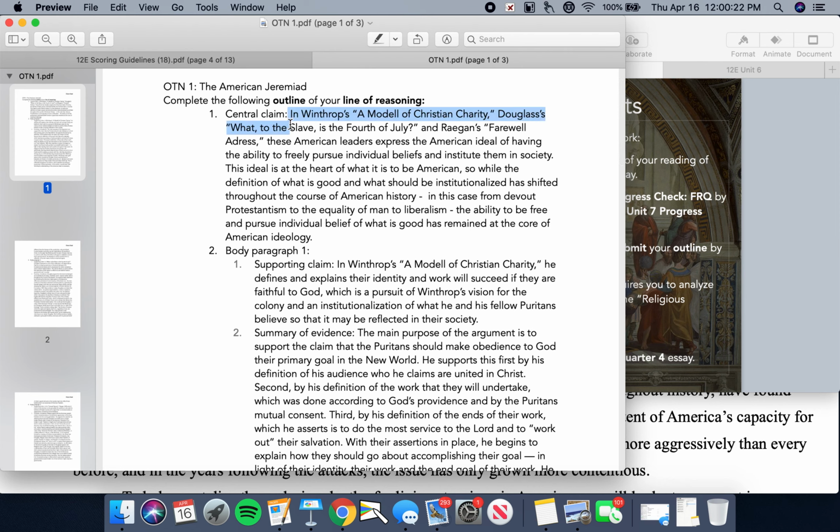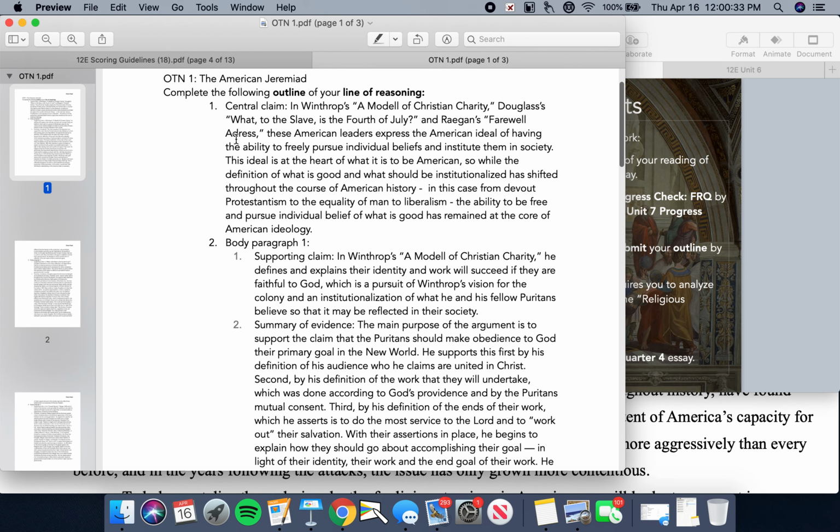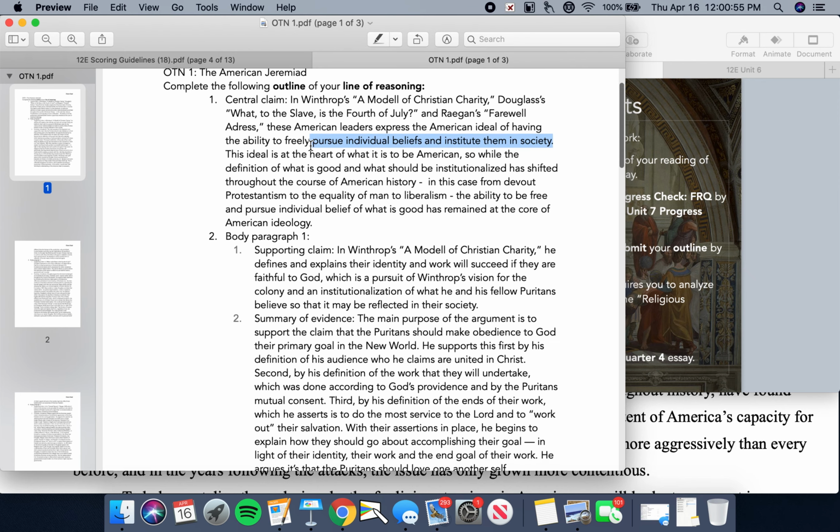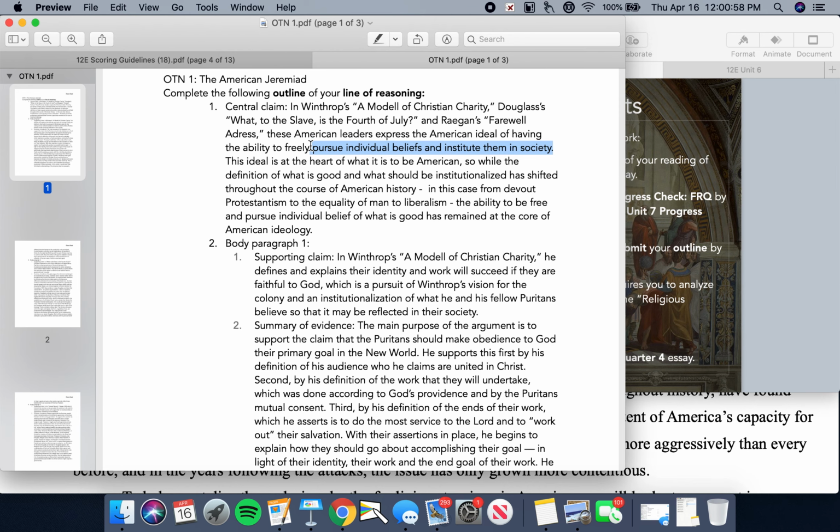We start with the central claim in Winthrop's A Model of Christian Charity, Douglass's What to the Slave Is the 4th of July, and Reagan's Farewell Address. So the student has identified the three documents that they are going to base their synthetic argument on. These American leaders express the American ideal of having the ability to freely pursue individual beliefs and institute them in society. This student is obviously operating under a similar kind of assertion that I made in our conversation, which is great. It's fine with me to go ahead and borrow that line of reasoning. I think it's a good thing to think about, especially as an American.